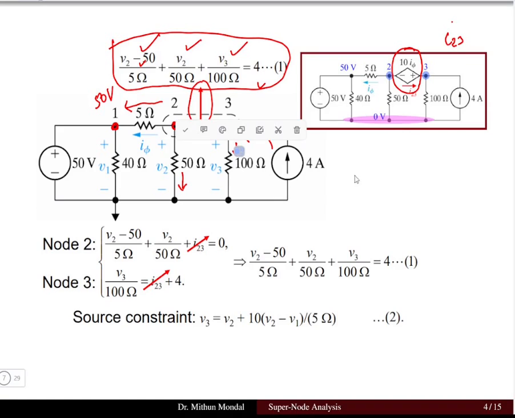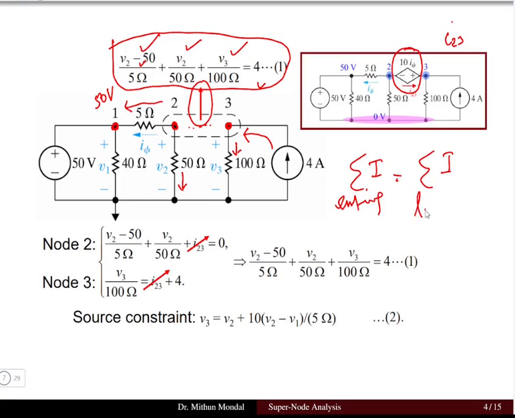So the sum of all the currents entering the node is equal to the sum of all the currents leaving the node. We can write this in accordance with Kirchhoff's current law, and then we can form one equation. Now the question is why we combine node 2 and 3.